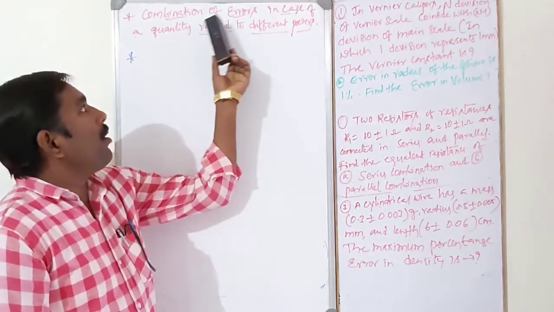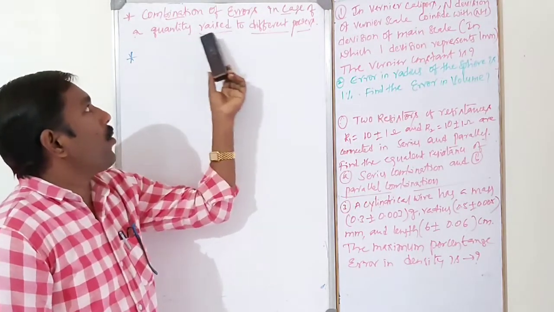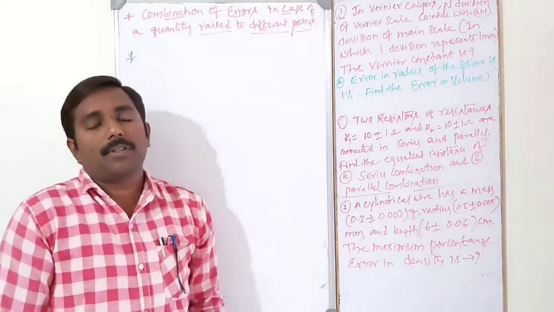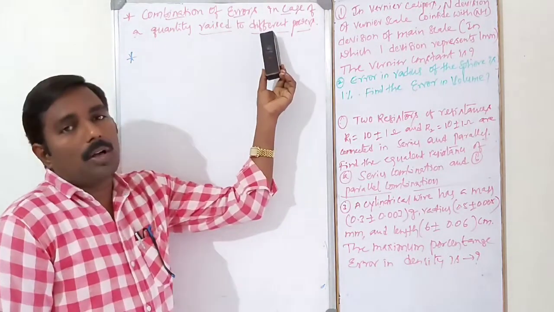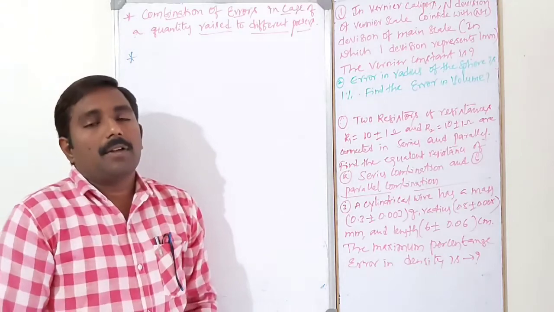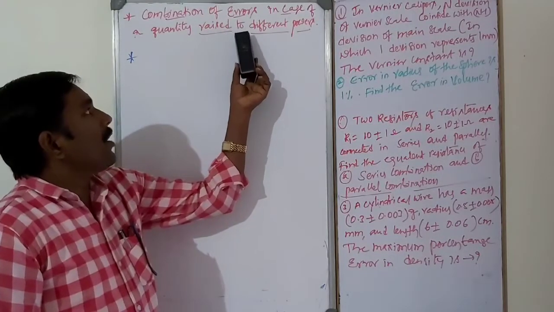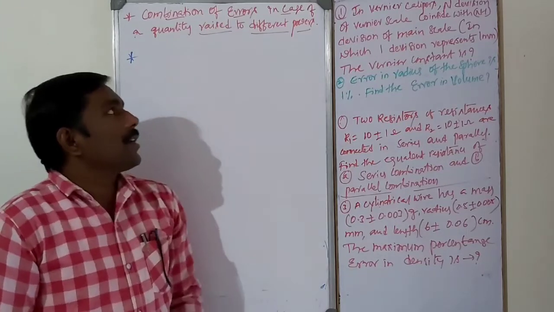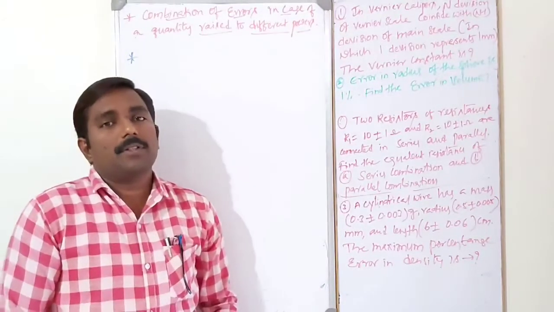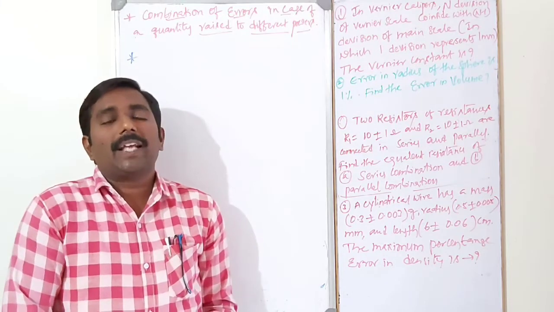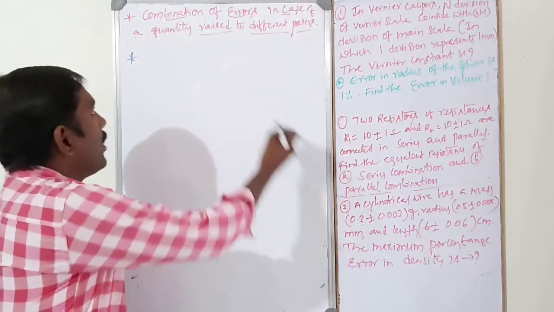That is, combination of errors in case of a quantity raised to different powers. This one was also completed in yesterday's class. And one more example about combination of errors in case of a quantity raised to different powers. This is very important from the examination point of view. Now let us start.